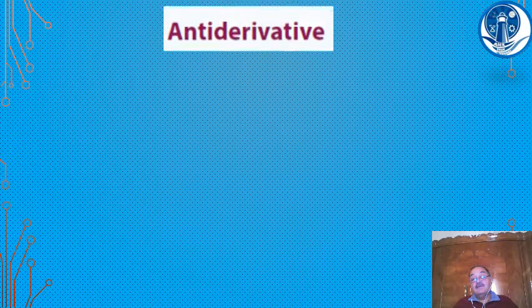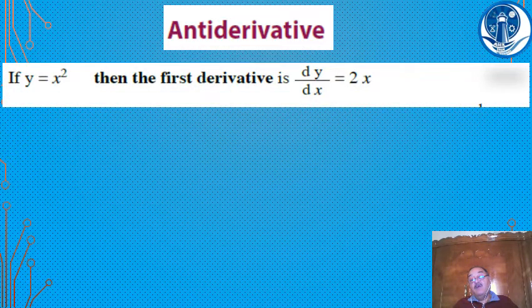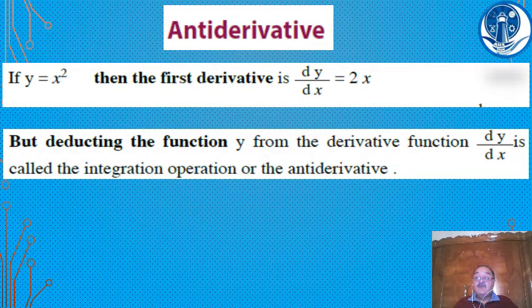First of all, what our aim is, the antiderivative, which is the integration. If you have y equals x squared, the first derivative dy by dx is 2x. Very good. By detecting the function y from the derivative function dy by dx, it is called the integration operation or the antiderivative. Then what is the integration? It is the antiderivative.